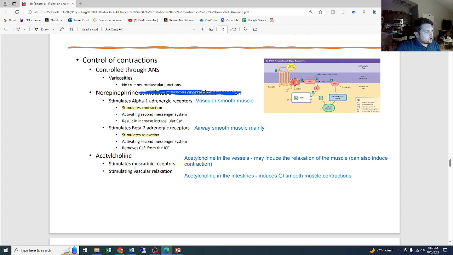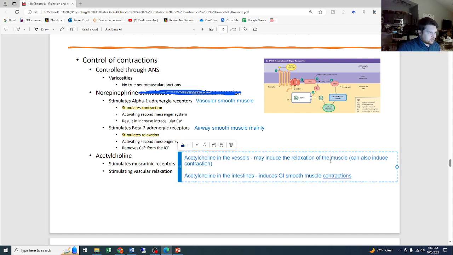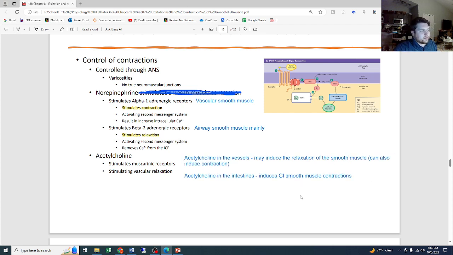And now, as we talked about norepinephrine, now we have acetylcholine. So acetylcholine in the vessels tends to induce relaxation of the smooth muscle of the vessels. However, in the intestines, if you release acetylcholine into the intestines, that actually causes contractions.